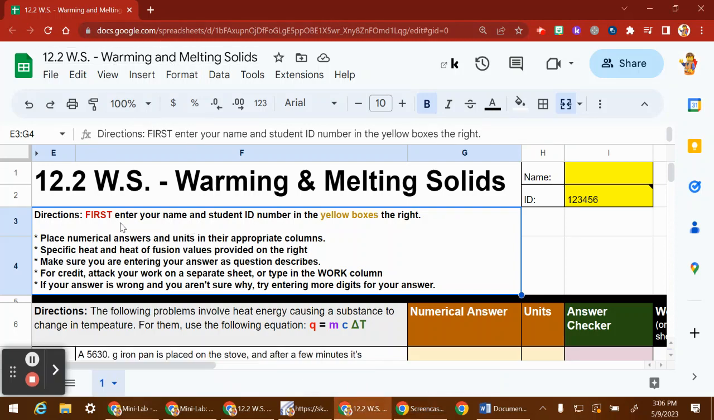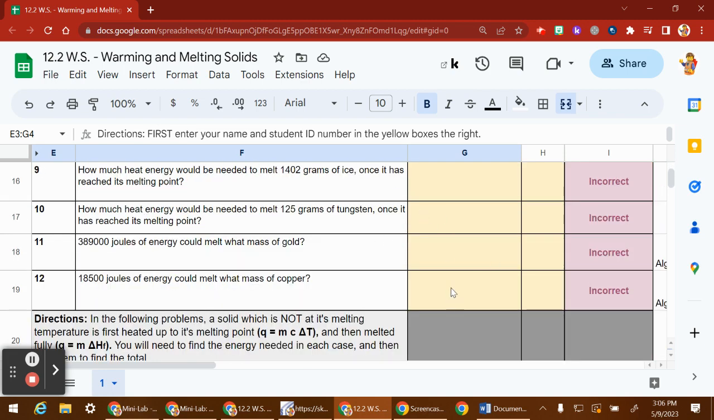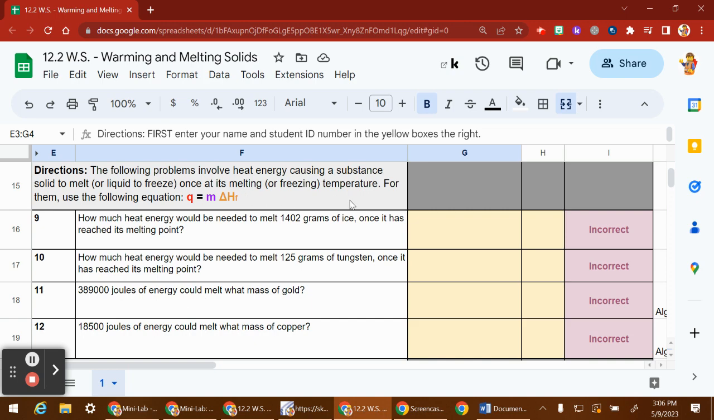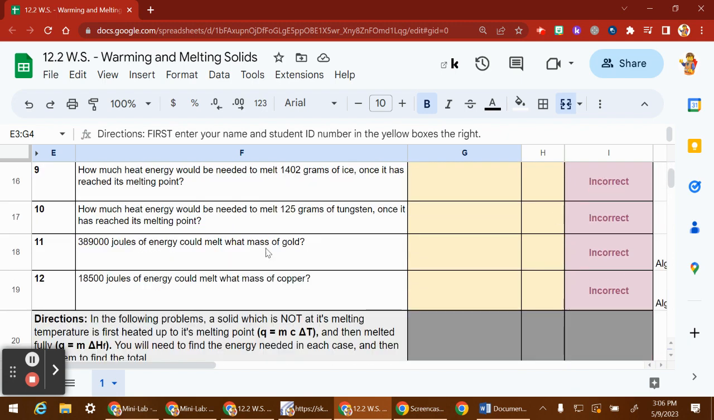This time I'm helping you with 12.2, numbers 9 and 11, from this section right here. So let's get to it. First thing you've got to do, make sure you put in your student ID. Now let's get to it.